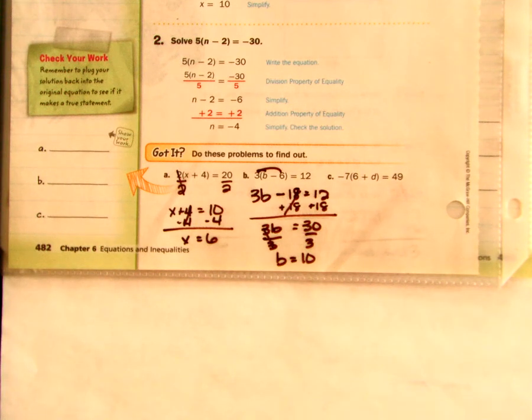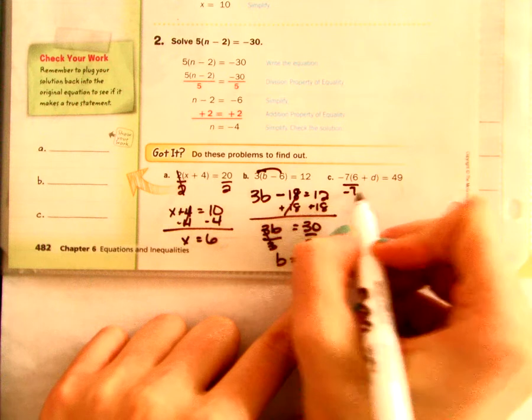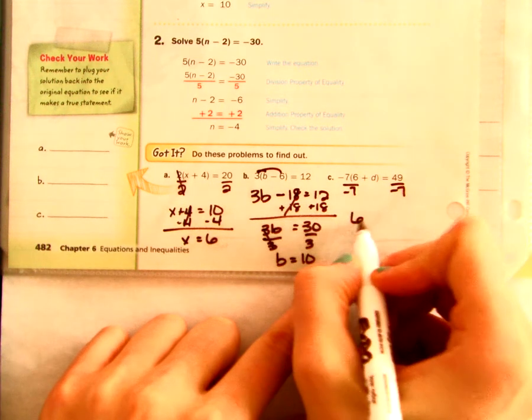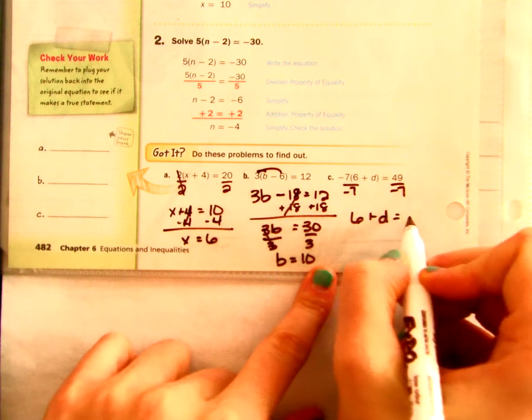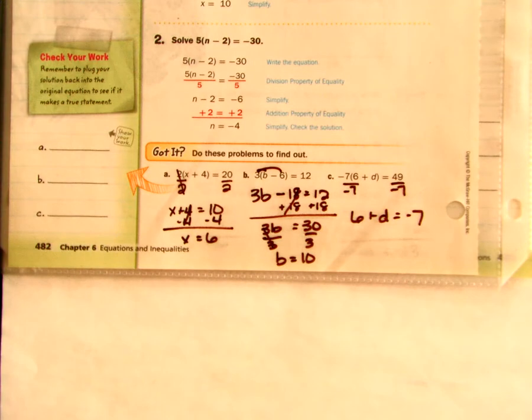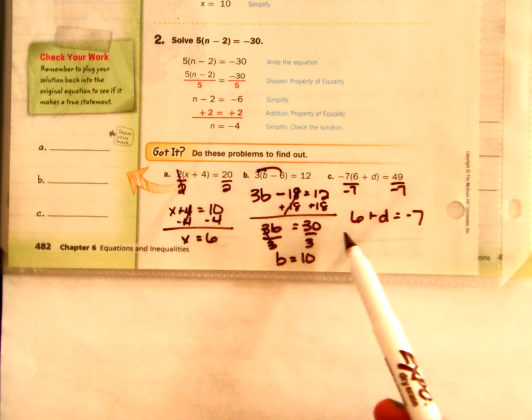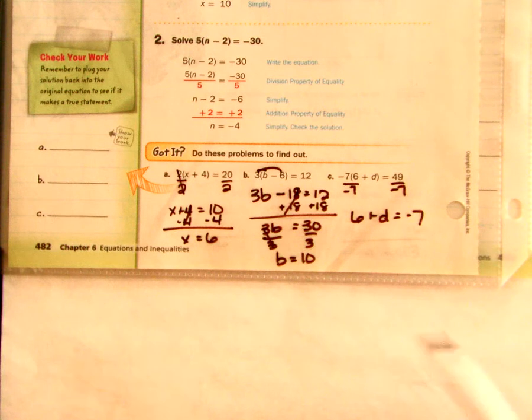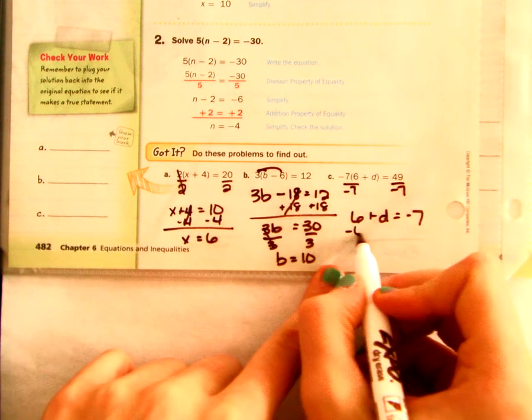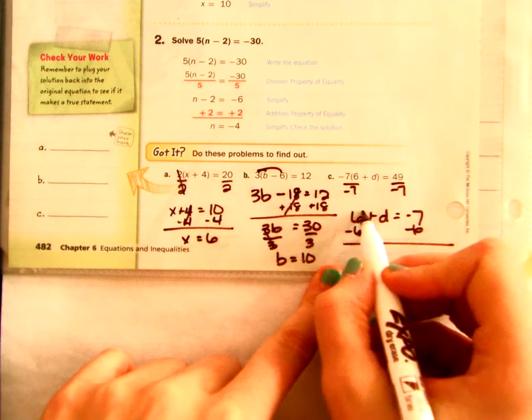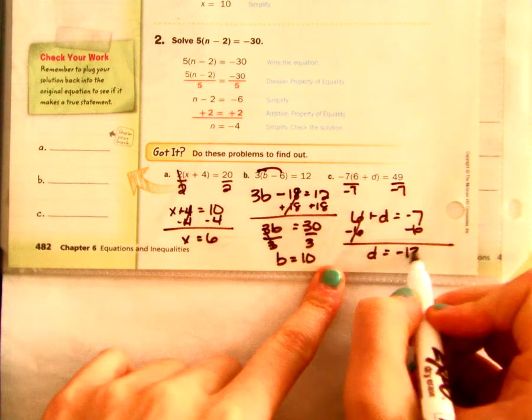Okay, again on letter C, I have negative 7 times the quantity 6 plus d equals 49. So I'm going to use method 1 again. I know I'm taking negative 7 times this quantity, so the opposite of multiplying is dividing, so I'm going to divide both sides by negative 7. So then I get 6 plus d equals negative 7, because a positive divided by a negative is a negative. Now I need to solve for d, so I'm down to my one-step equation. I have 6 plus d equals negative 7. I need to bring this 6 over. When I look at the 6, it is positive, so I need to do the opposite of positive, which is negative. So I'm going to subtract 6 from both sides. So d equals negative 13.